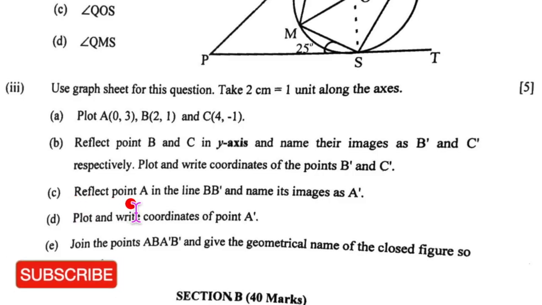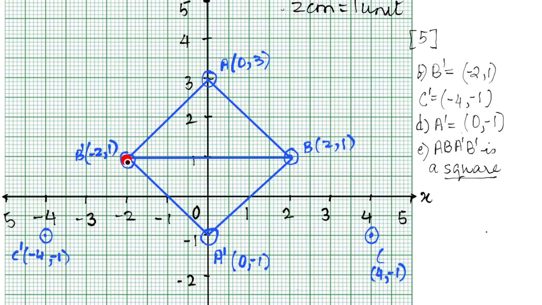Now they say reflect point A in line BB dash and name the image as A dash. Write the coordinates of A dash. So we join BB dash line and A is to be reflected in that from here to here 2 units. We go from here to here 2 units and we mark that as A dash. And we write the coordinates of A dash. It is 0, minus 1 because it is lying on y-axis.